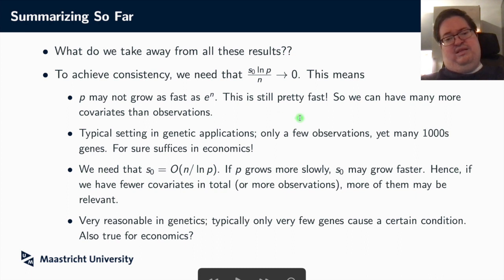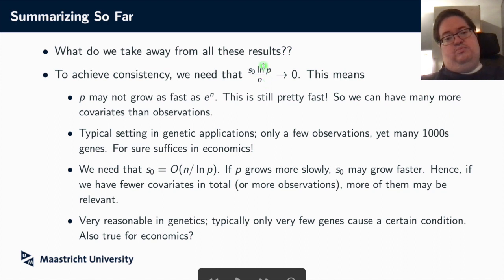So let's summarize and get away from all the theoretical results and try to bring it down to something that we can actually use in practice. First we need to think about the rates that we had. In particular, what we need for consistency, because this rate popped up in all of the rates of the errors made by our estimator, is that S0, the number of relevant variables, times log p divided by n should go to 0. So what does that mean?